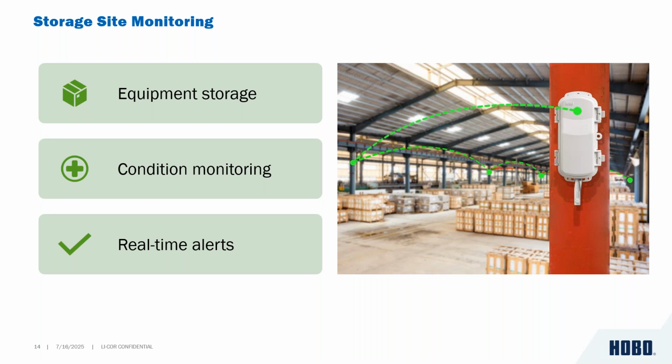Again, this is critical, especially when you're storing electronic equipment. Keeping it within ASHRAE's guidelines is not only going to ensure that it runs optimally, but also that it's going to extend the longevity of the equipment. And this is where real-time alerts play a crucial role, where you can set those parameters and get notified if something starts to travel outside of the range.